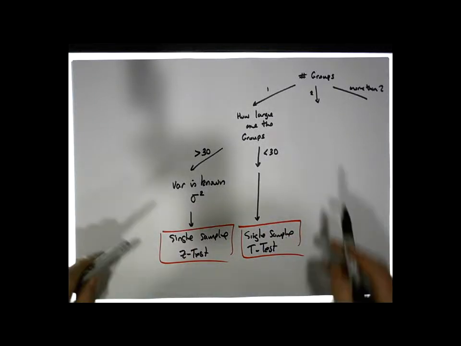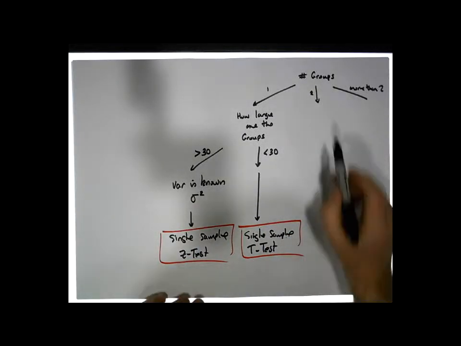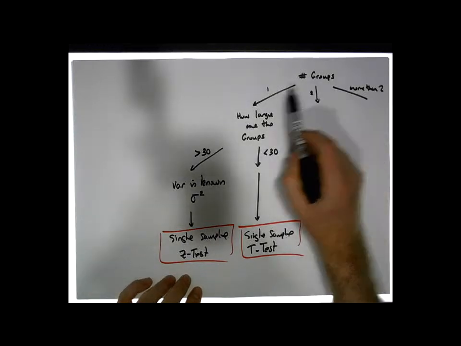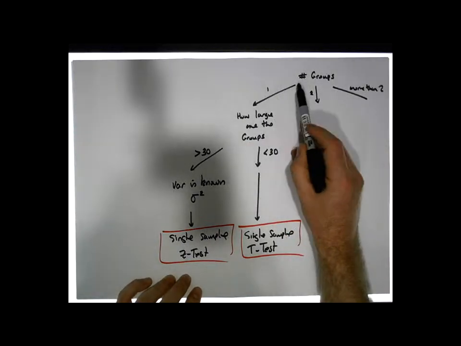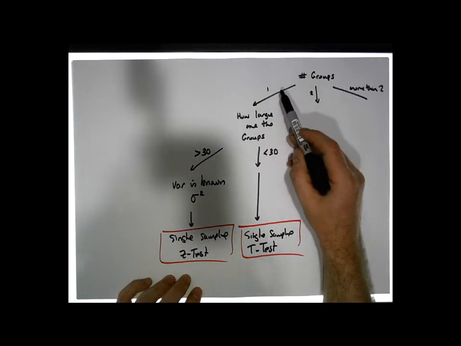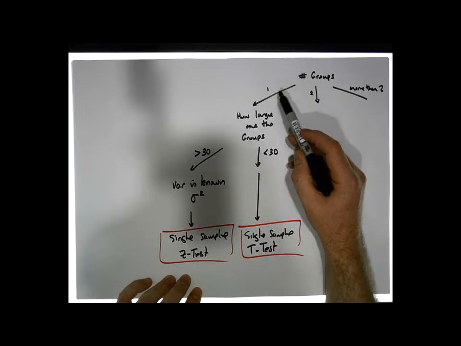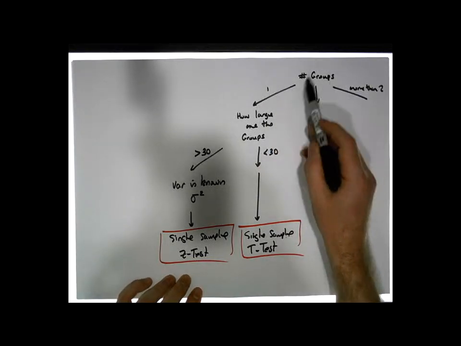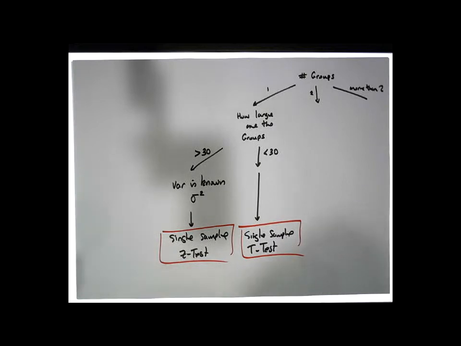Now, when we look at the two groups situation, the one group situation might be testing whether the average industrial wage is less than, greater than, or different to a specific value. The two group situation is where we're comparing two groups against each other.